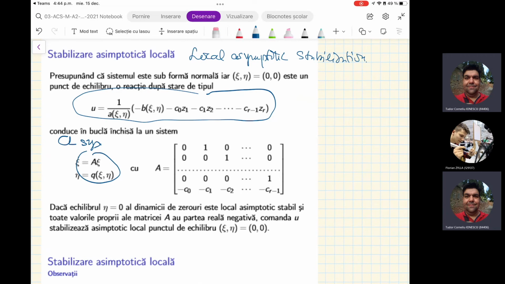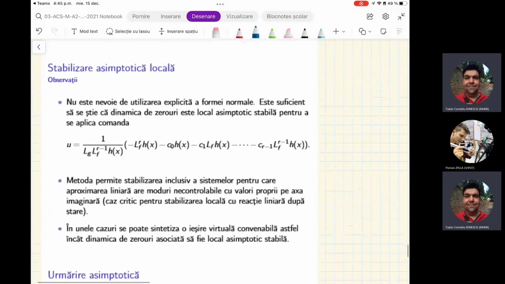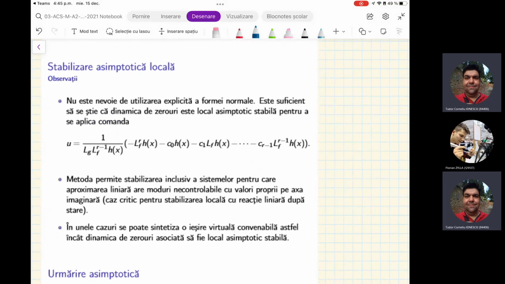If the equilibrium point eta equal to 0 of the zero dynamics is locally asymptotically stable and all the eigenvalues of the matrix A have negative real part, then the control u is locally asymptotically stabilizing the origin. Okay, and here we have some remarks.